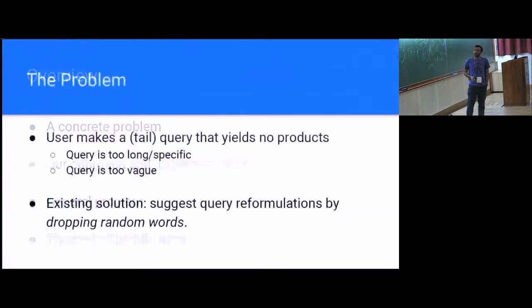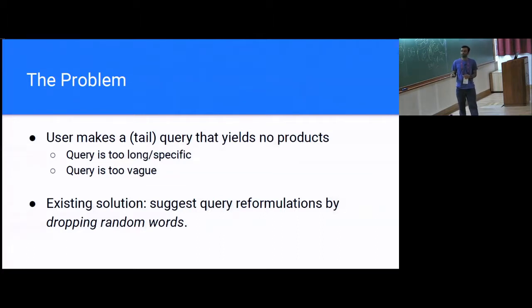So the problem is we are on an e-commerce website, the user makes a tail query, but that doesn't yield any products. A tail query is a query that the search engine doesn't see often. Those are the very infrequent queries. Two common reasons why you may not get any results are because the query is too long or too specific, or it's just too vague.